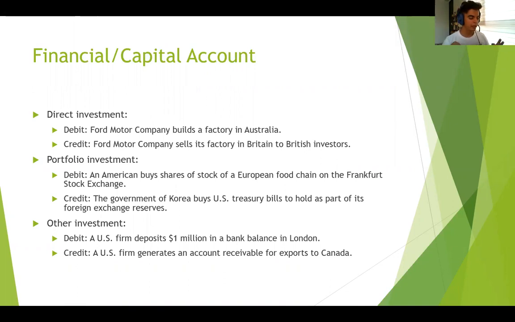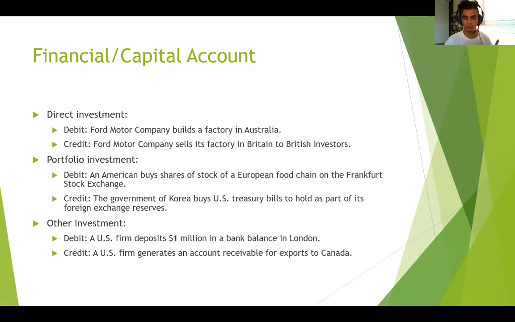So let me explain. A transaction that will appear here in the financial or capital account is related to things that come from the financial market, from making an investment, from things that are financial products. If I give you examples, I think it will be clearer. The concepts that we have inside of the financial and capital accounts are very simple. Mostly, these are the direct investment, the portfolio investment, and this other investment, which is basically anything else.